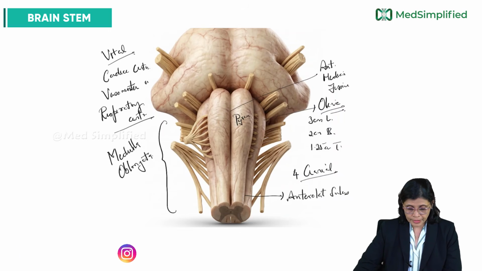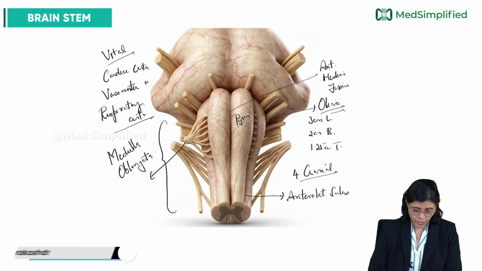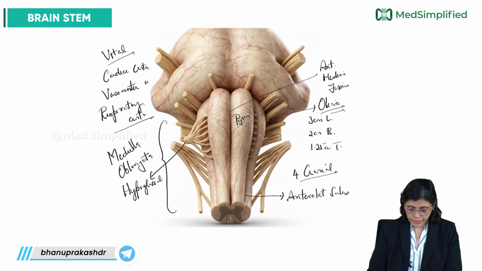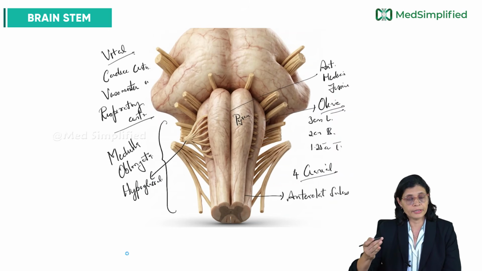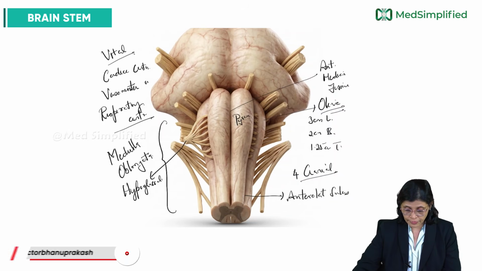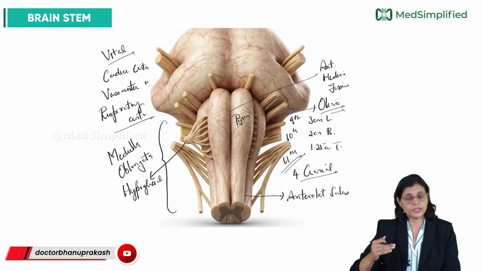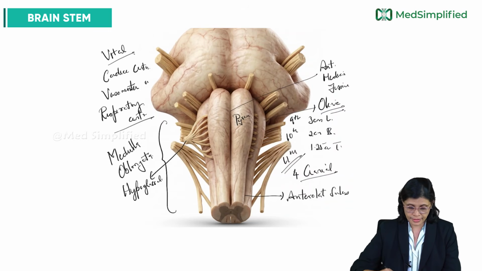So now between the pyramid and the olive, we will see the hypoglossal nerve. So this is the hypoglossal nerve or the 12th cranial nerve. And between the olive and that, we will have the inferior cerebellar peduncle, which will be connecting the medulla to the cerebellum. And there we will see from above downwards the 9th, the 10th and the 11th cranial nerves, that is the glossopharyngeal, vagus and the accessory nerve.